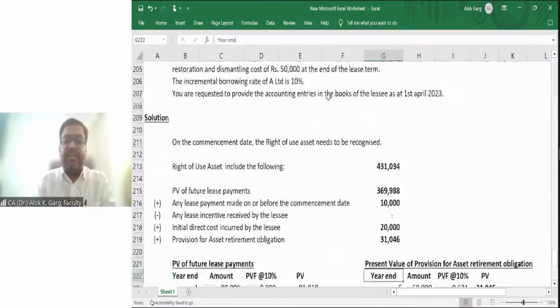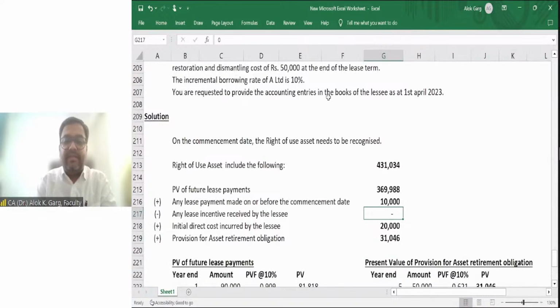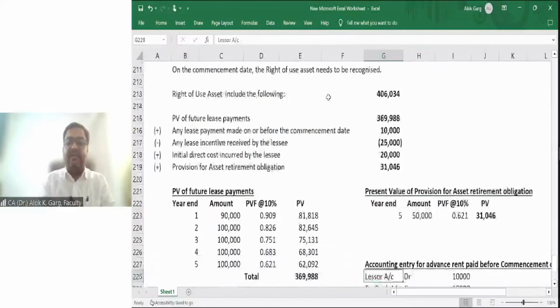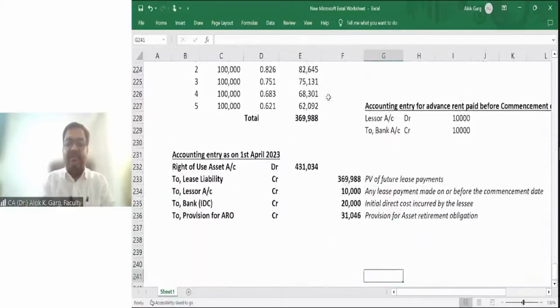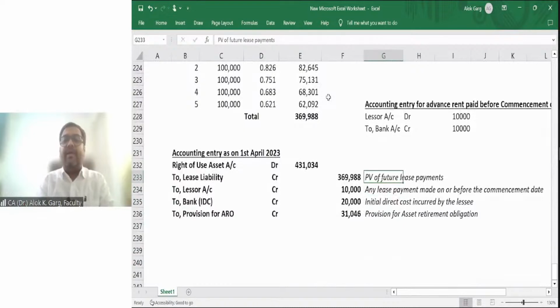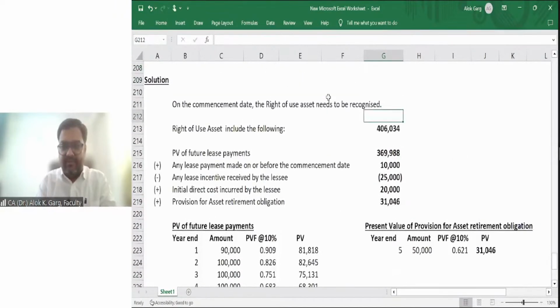So what is the lease incentive? The lease incentive is 25,000. This 25,000 needs to be deducted from the ROU asset, right? Okay. What is the accounting entry? When this lease incentive comes, what is the accounting entry for this lease incentive?